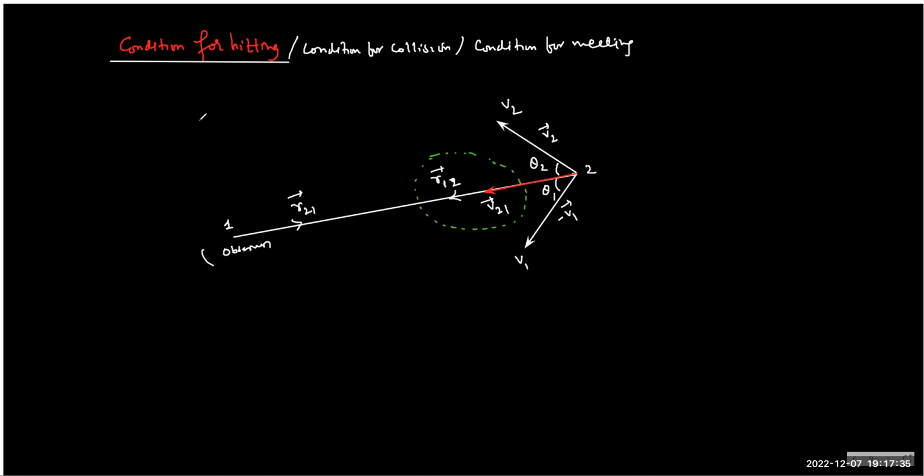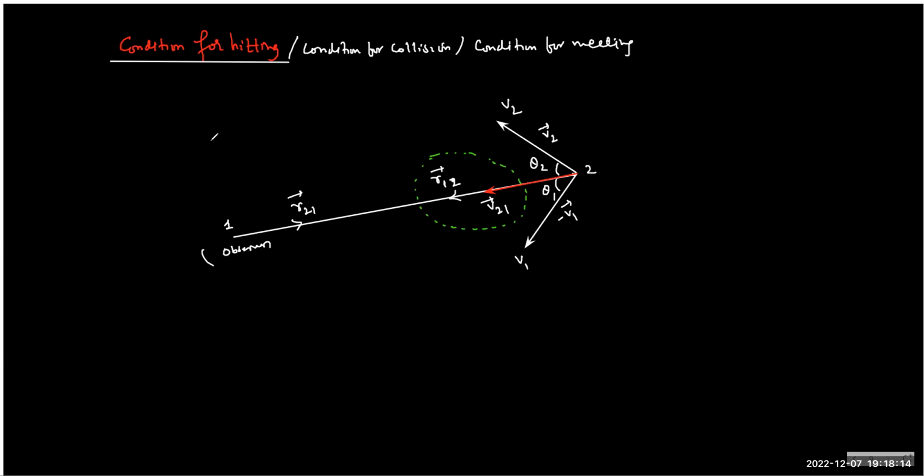How to express the condition in vector form? Any idea? V2 sine theta 2 should be equal to minus V1 sine theta. No, see, V1, V2 are now values. The moment you express it, V1, V2 represent values. Minus V1 vector is the name of the vector. It's not a value. Value is V1 only, right?